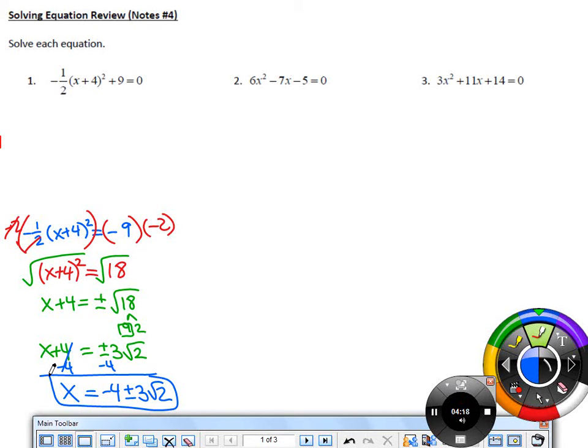How many solutions is that? 2. And are these real solutions? Yes, they are real numbers. They're not rational, but they are real. What would have made this problem have solutions that weren't real?